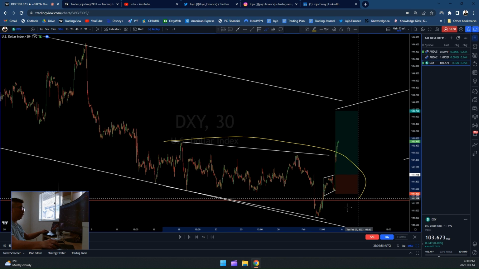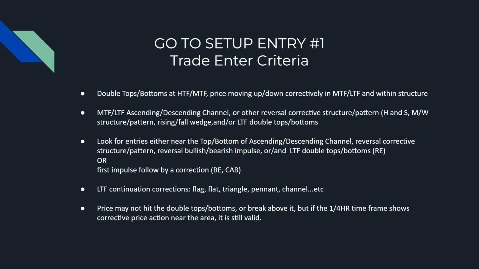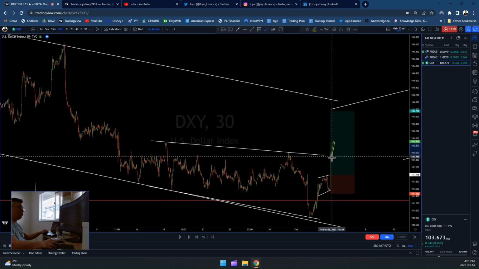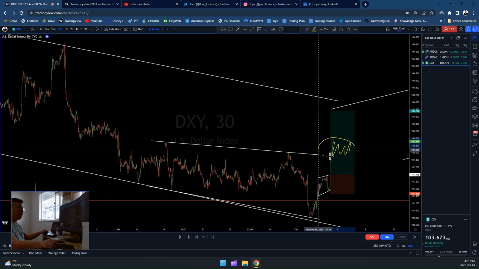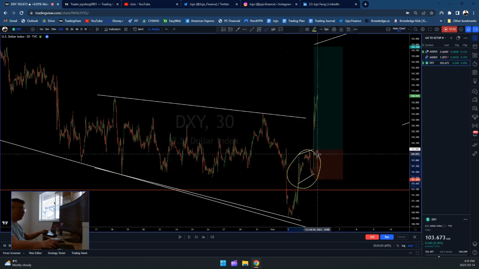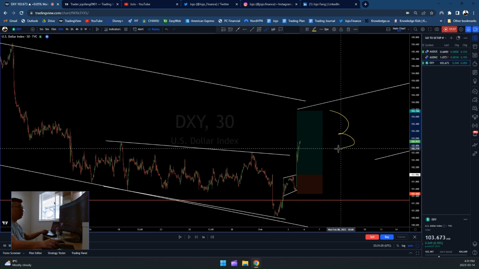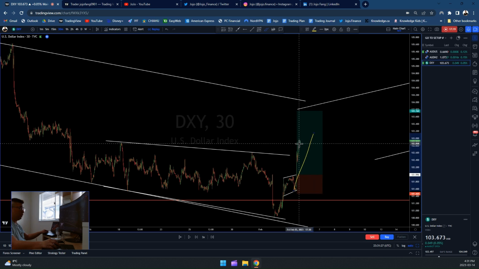While this is still within the descending channel, this is a potential entry, because we can look for entry either at the bottom of that descending channel or at the reversal corrective pattern, reversal bullish impulse, or you can wait for the first impulse followed by correction. So in this case, this is the first initial entry. You could wait for the second entry if it does correct here, but this is a first initial entry. And again, you're looking for a general 3-to-1 risk reward entry, and price is pushing up.